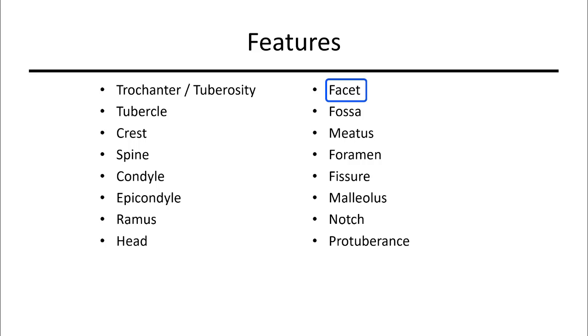A facet is a smooth, flat, kind of concave surface, where a fossa is more of a depression, more of a shallow area. A meatus is a bit like a tunnel. A foramen is a hole through a bone, it's usually round. A fissure is a slit or crack between 2 bones. Malleolus is specific to your 2 ankle bones. They're actually inferior protuberances of your lower limb bones. And a notch is actually like a U-shaped depression in a bone. We see that in parts of our pelvis. And then a protuberance is just a piece of bone that's sticking out.